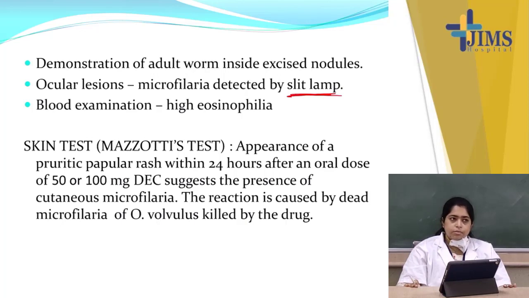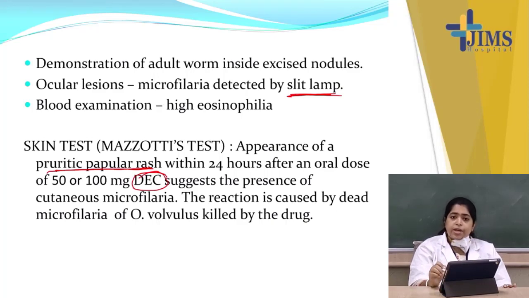There is another test, the skin test or Mazzotti test. This is like an allergic test. Appearance of a pruritic papular rash is seen within 24 hours of an oral dose of DEC, that is diethylcarbamazine. What is done? Diethylcarbamazine is given to the patient, and after 24 hours we observe for pruritic papular rashes. Now what will this DEC do?